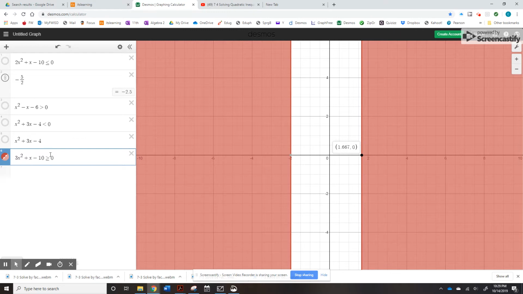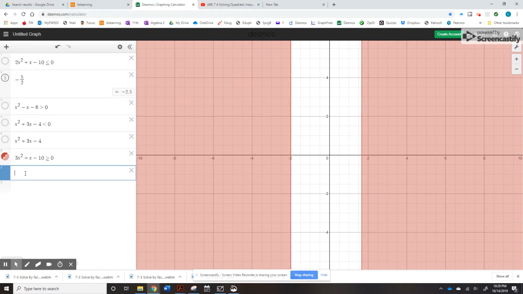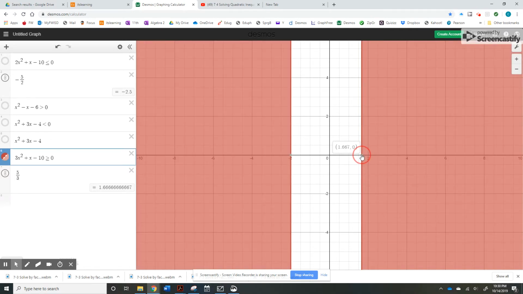And if you're not sure about that number, remember you could just do 5 divided by 3. And it shows you that 5 divided by 3, which is what we got algebraically, is the same thing as that 1.667. See, that's 5 divided by 3.